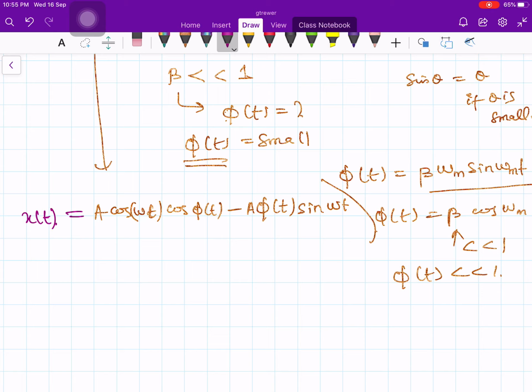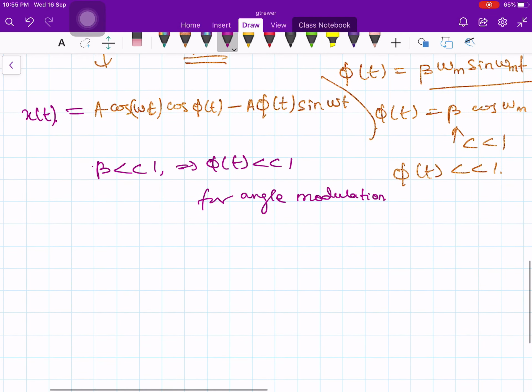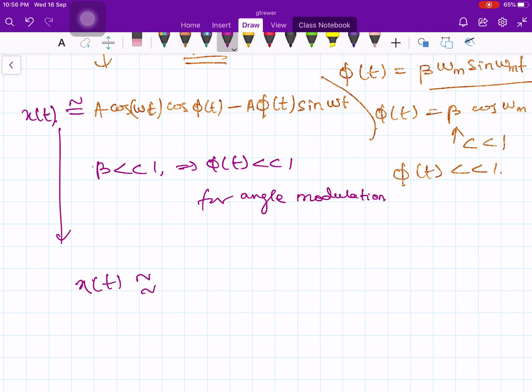So it implies that if beta is much less than 1, then phi of t is also much less than 1 for narrowband angle modulation. Therefore your x of t is approximately, this is an approximate relation, approximately equal to a cos omega t.